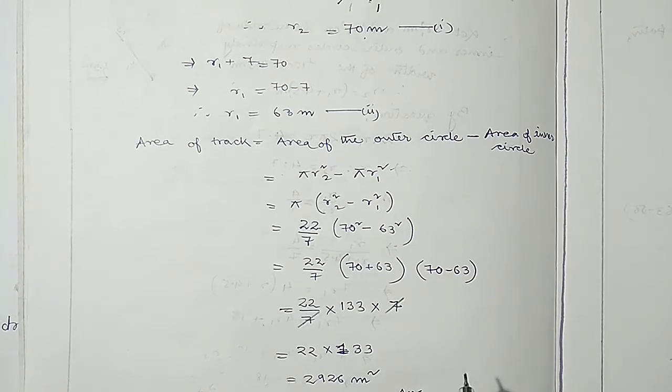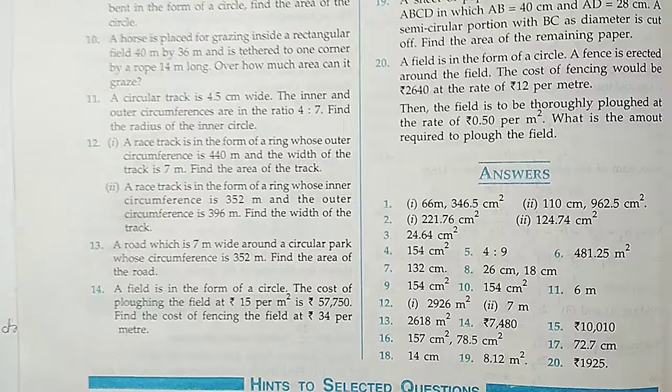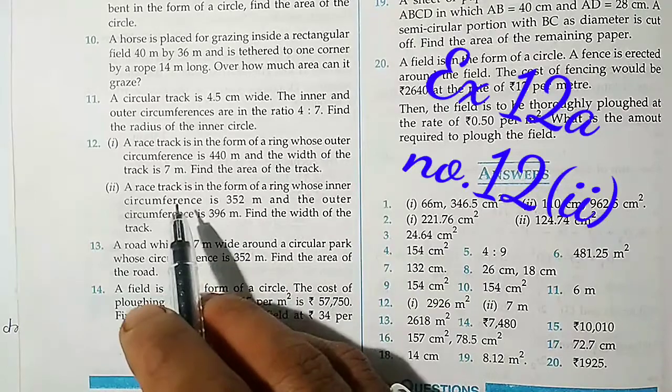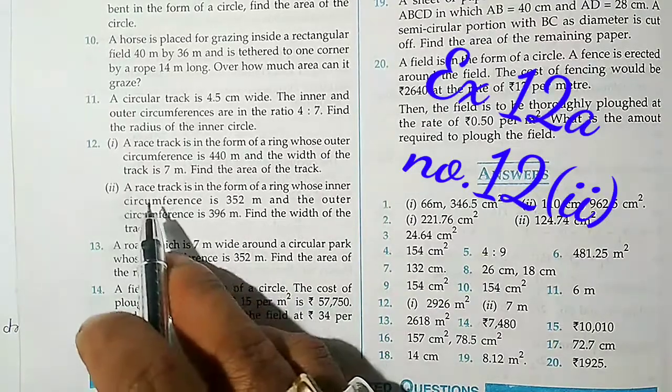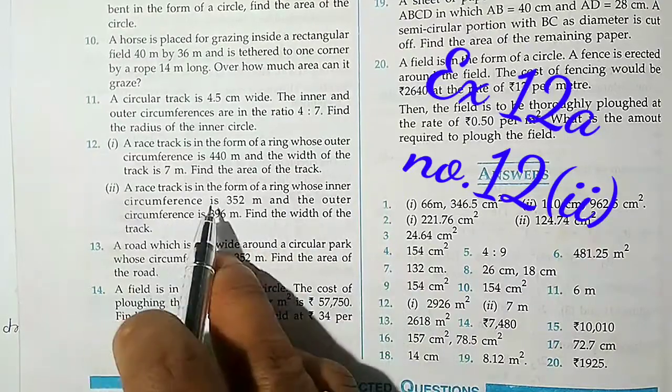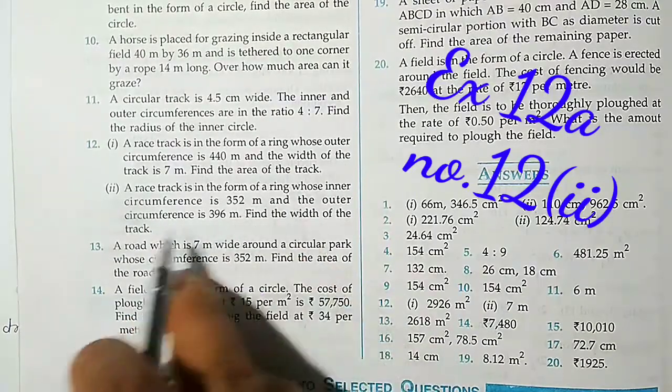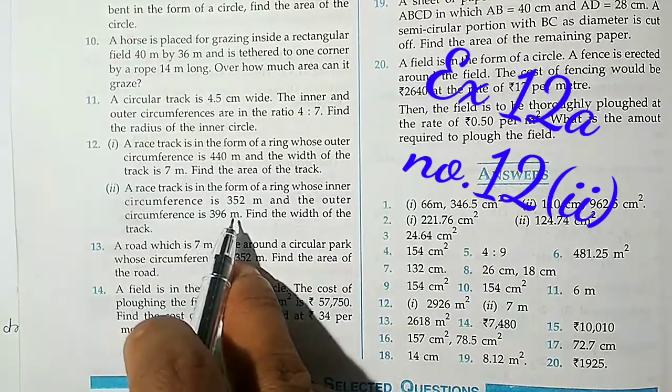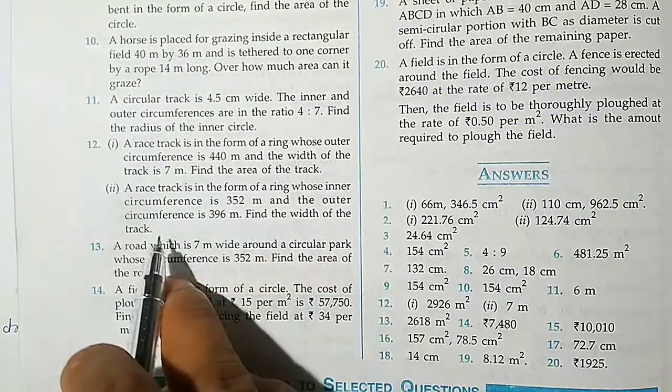Now I will do the next part of question number 12. In the second part of question number 12, it is given that a racetrack is in the form of a ring whose inner circumference is 352 and the outer circumference is 396. Find the width of the track.